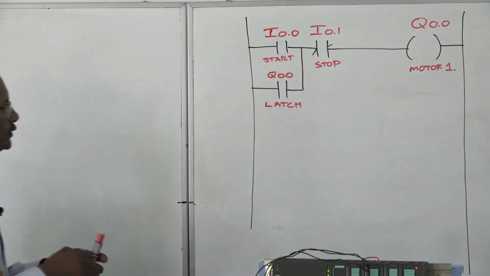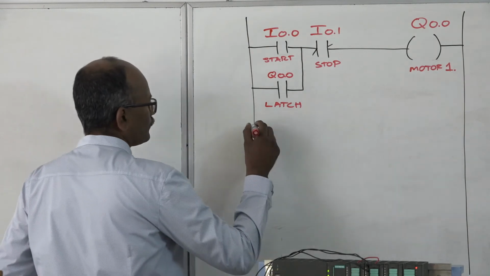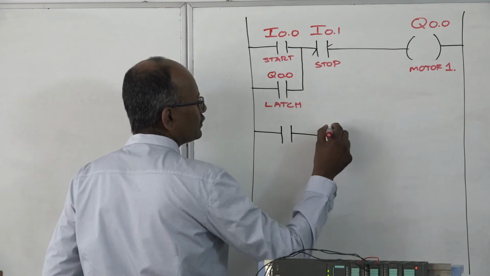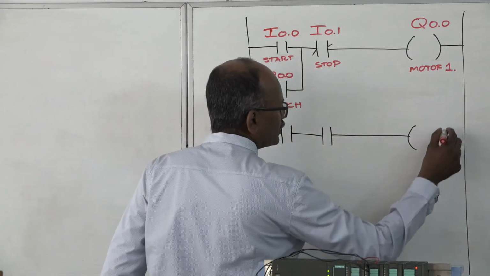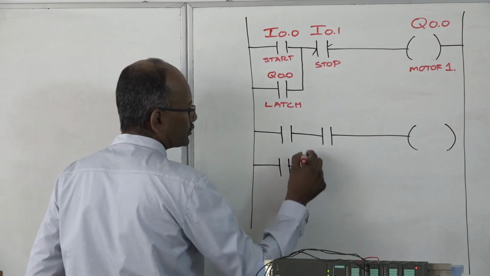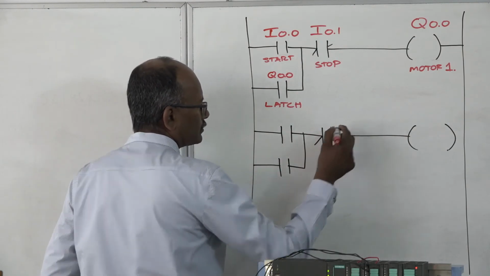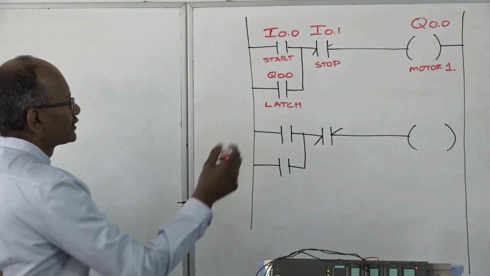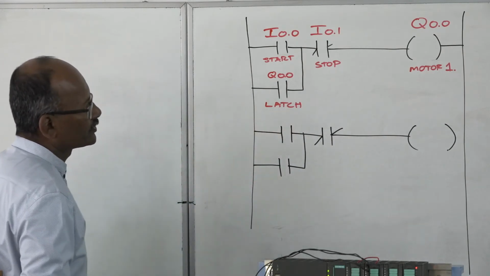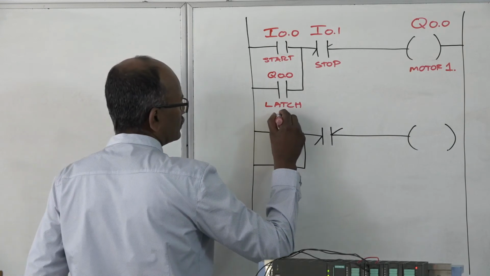Okay, for motor 2, the same story. We gave it its own start button, we gave it its own stop button, output coil, and a latch. Okay, we called the input address for motor 2 to start. Sorry.